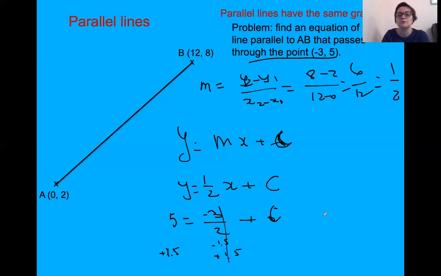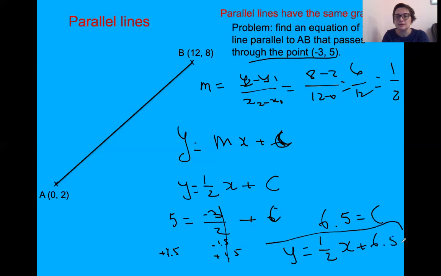So 5 plus 1.5 becomes 6.5. So c for our new line is 6.5. And now substitute the c in this equation, and this is what the equation of the new line is going to look like: y equals 1/2 x plus 6.5, right? So this is the equation, just like that. Can you see the gradient is exactly the same as the gradient of the first line?